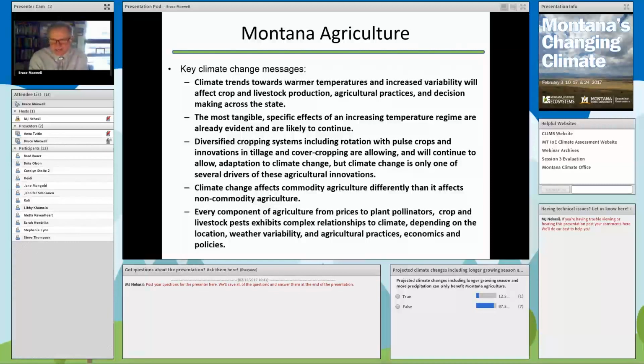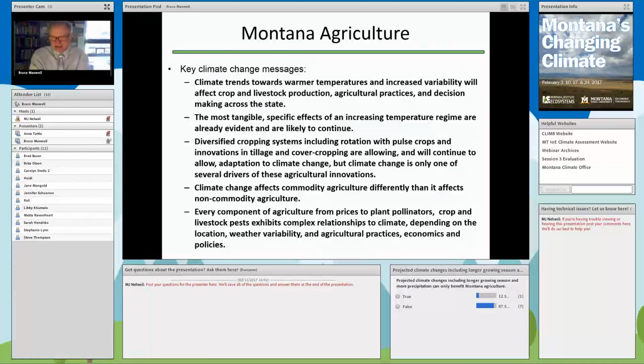Every component of agriculture, from prices to plant pollinators, crop and livestock pests, exhibit complex relationships to climate, depending on the location, weather variability, and agricultural practices. And economics and policy will almost always play some role. So in terms of creating adaptations and creating strategies for adaptation, it becomes complex and highly important how we treat and understand the interactions among the different factors driving those.